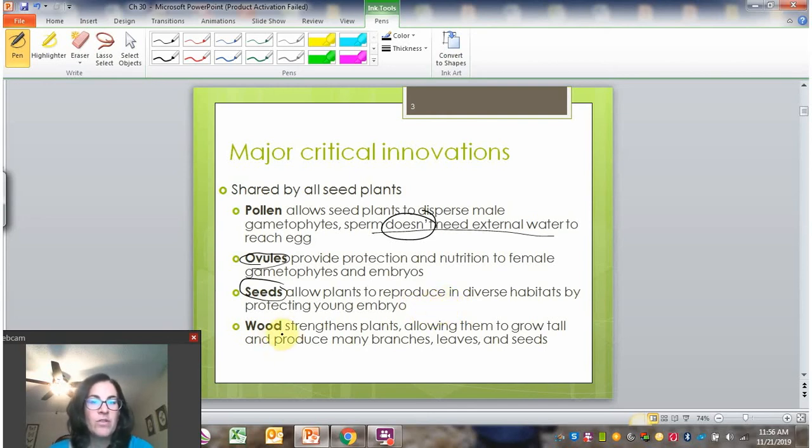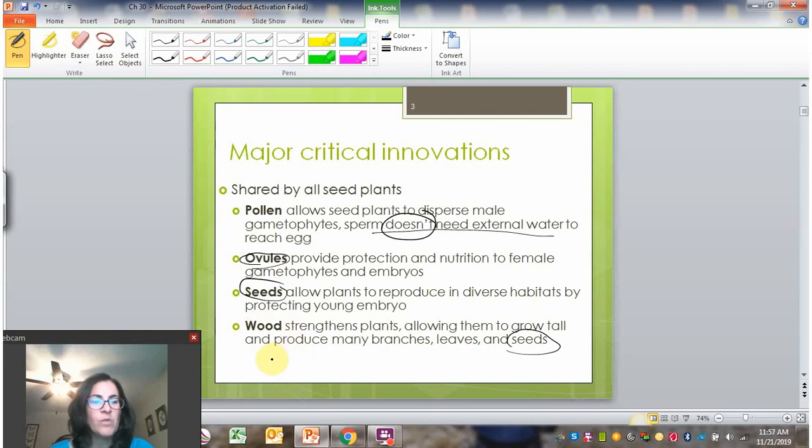And then the fourth major innovation that is shared by modern seed plants is wood. Wood provides strength to plants, so it's kind of structural support that we talked about for vascular plants, but it's much more rigid, and so it allows seed plants to be much taller than the other plant types and produce many more branches, leaves, and that allows more seeds, right? So higher reproductive success.